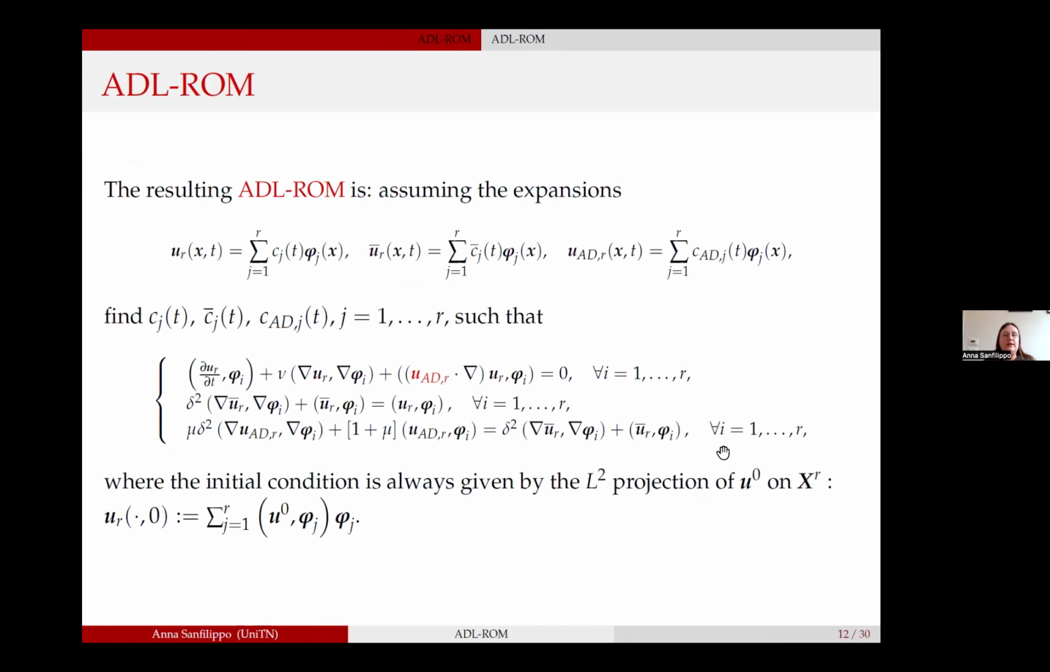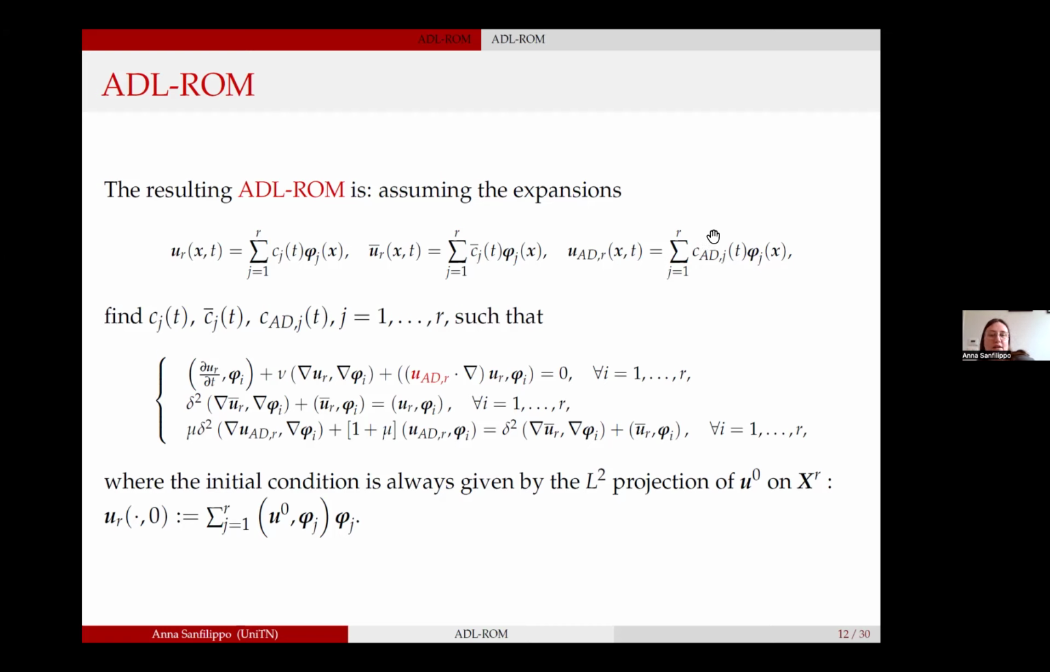Okay, so the ADL formulation in this case is always a Galerkin method, and so we assume the following expansions: the same as before for the reduced velocity, the same as before for the filtered velocity, and also in this case, for the approximate deconvolved velocity, we will use the same basis functions as before. So for all the velocities, we use the same basis functions. We don't have problems in storage or efficiency. It's pretty simple as it is.